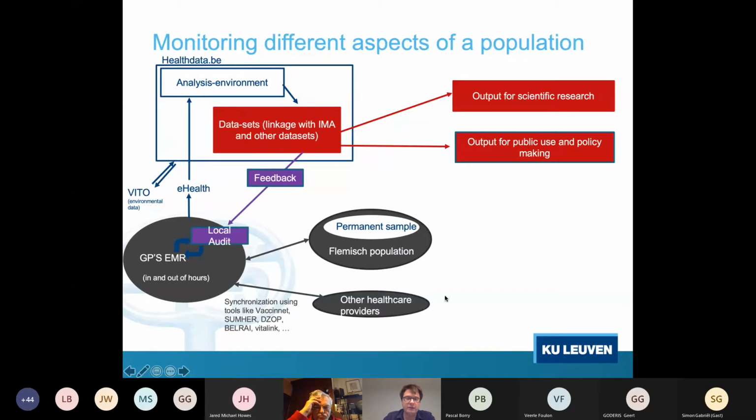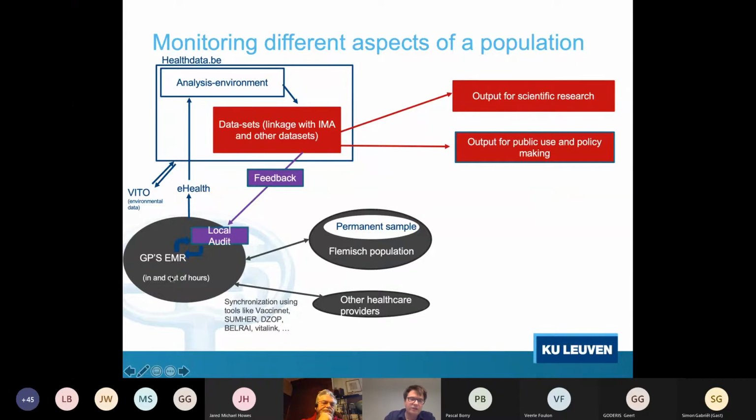It can be used for scientific research, but also for public use and policy making, both on a local level or a national level. We did make that loop already. So we are in the health data environment, we are able to have output. We are working on the output on a very local level. I'll show some examples later on.